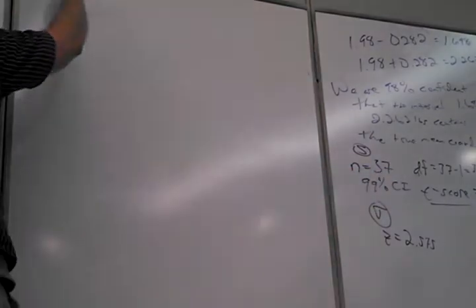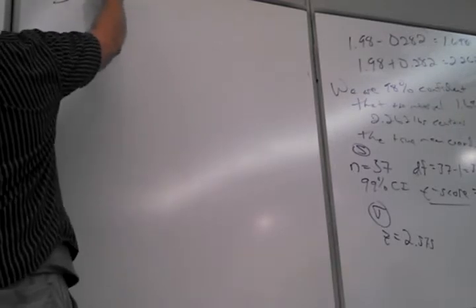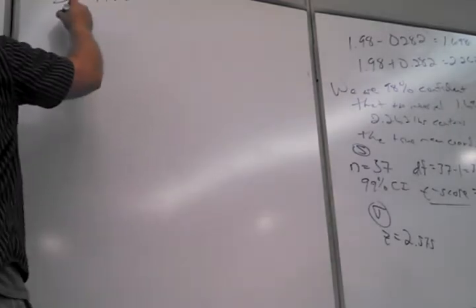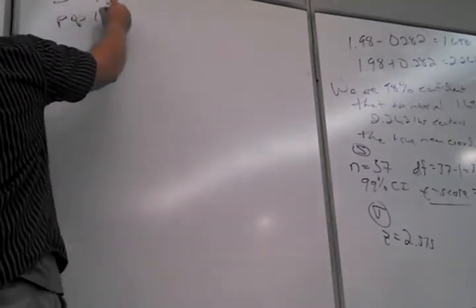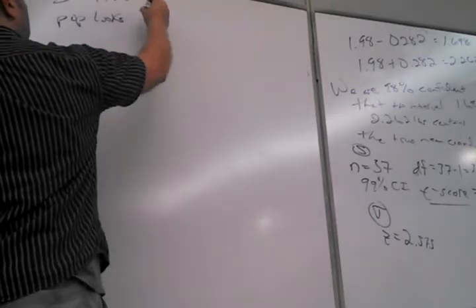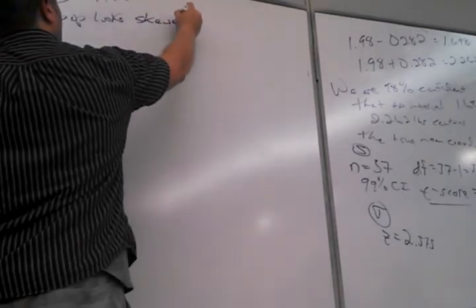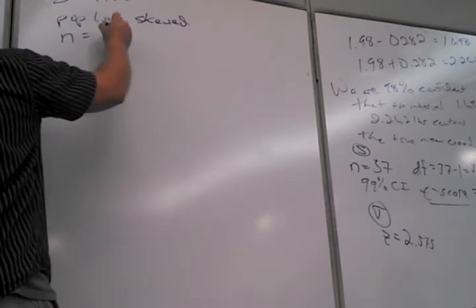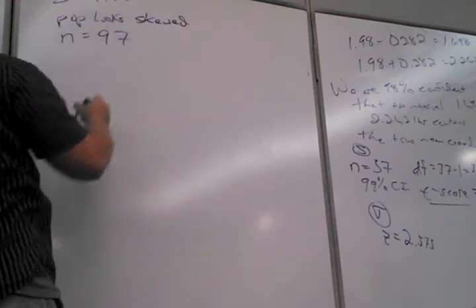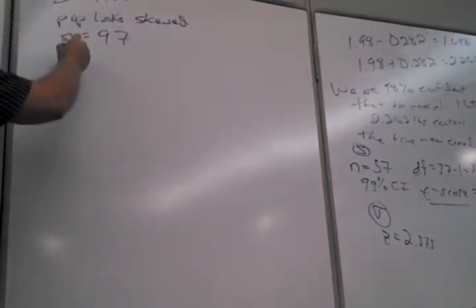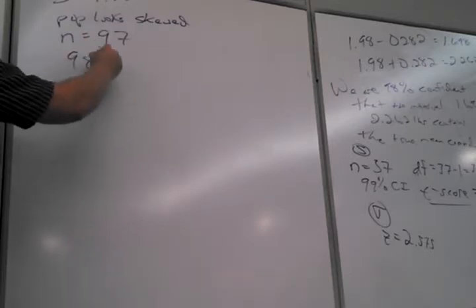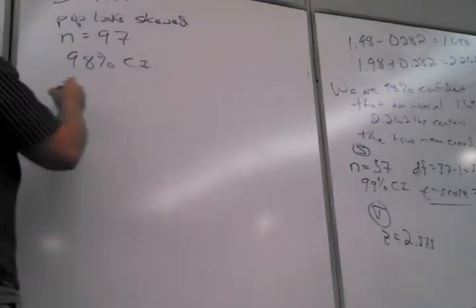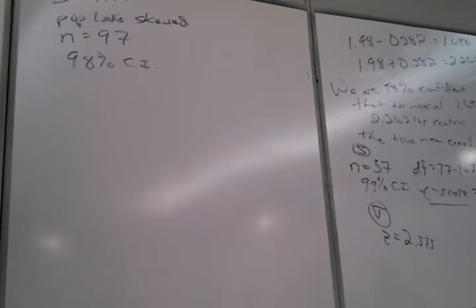So if I said S is known, the population looks skewed, but N is 97. And I want a 98% confidence interval. Would I use Z or T? T. Why T? Because it's not over.